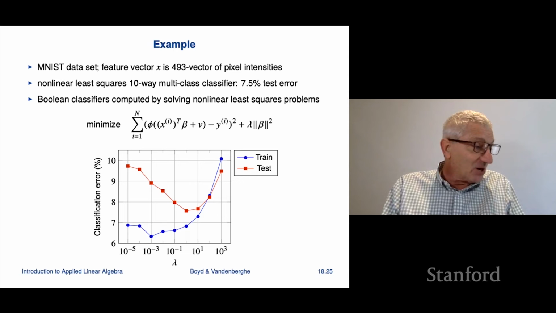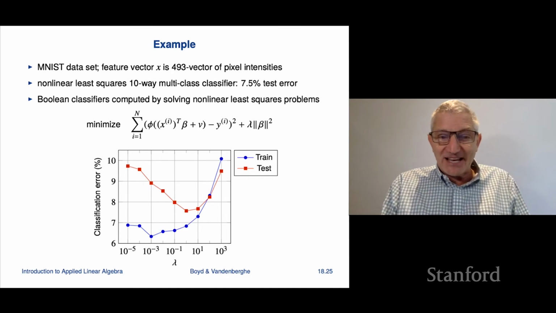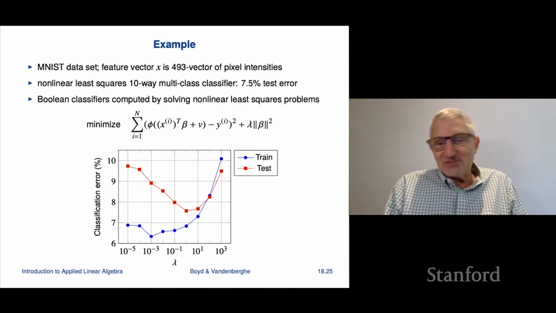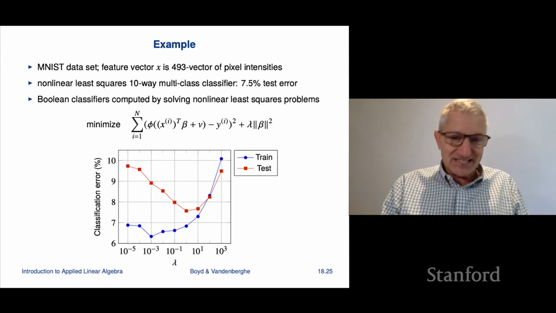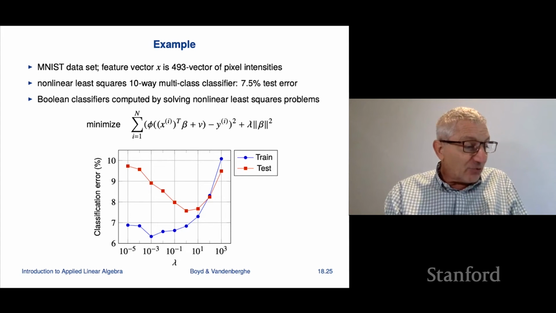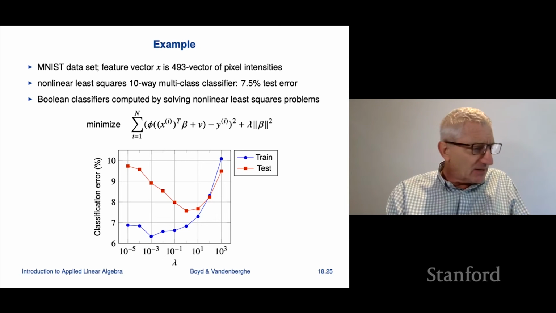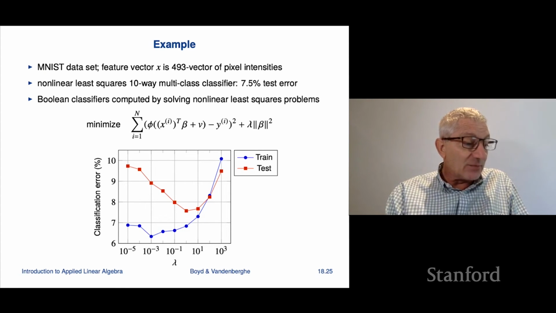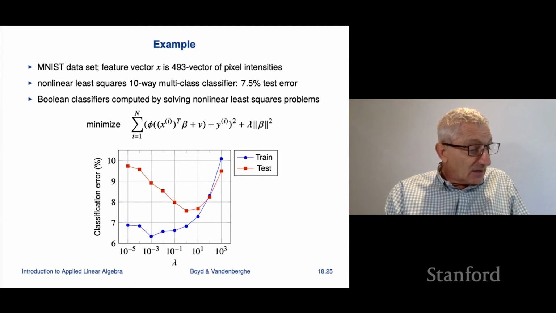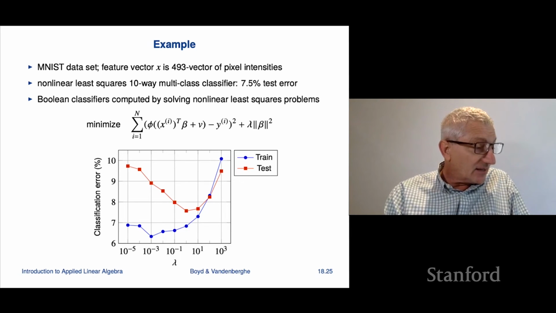shockingly well. So we'll go back to the MNIST handwritten digit data set, the very, very famous data set these days, or not anymore because people have moved on to much bigger ones, like CIFAR and stuff like that. But the feature vector here, x, is a 493 vector of pixel intensities, I think including one that's constant, right? And we're going to make a nonlinear least squares 10-way multiclass classifier. When we do this, you get down to 7.5% error.